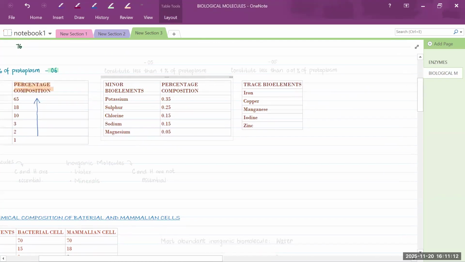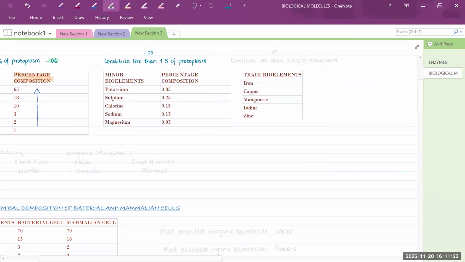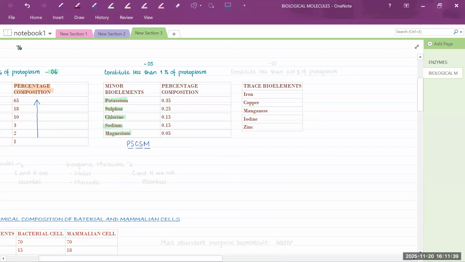Moving on, we have the minor bioelements. Minor bioelements constitute less than 1% of the protoplasm, and there are 5 in number, which include potassium, sulfur, chlorine, sodium, and magnesium. So you guys can memorize these as like P, S, C, S, and M. Just remember it, whatever you guys like to remember. An easy way you guys can find it out, whatever works best for you. You can even ask ChatGPT to make a mnemonic for you guys, and it will be easy to remember.